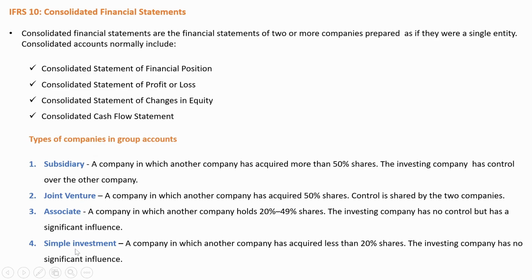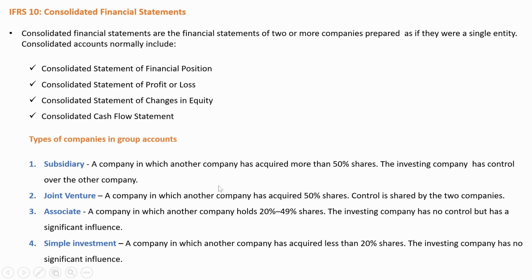These different types of companies get their name depending on the percentage of shares that have been acquired. For example, a subsidiary we define based on the number of shares that have been acquired. It is a company in which another company has acquired more than 50% shares. In this case, the investing company has control over the subsidiary. The investing company is normally called the parent company, or you can also call it the holding company.